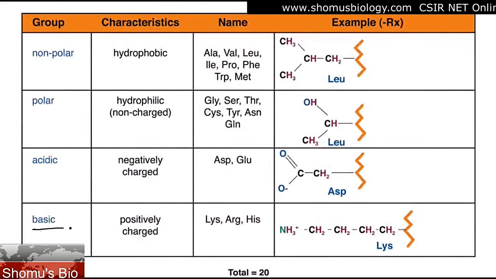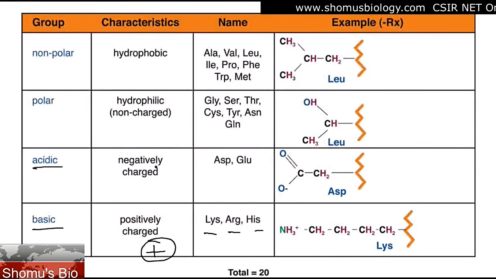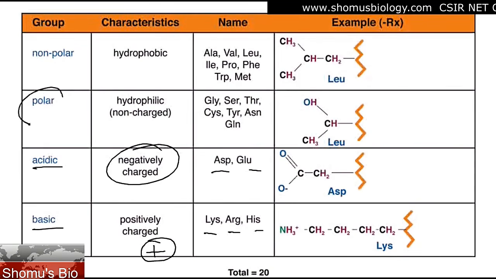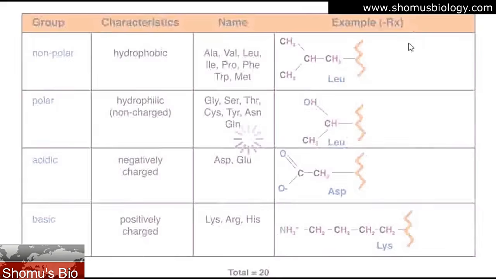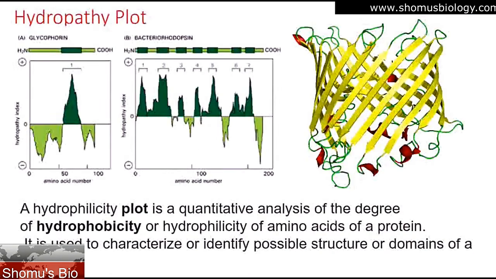Basic amino acids means positively charged: lysine, arginine, histidine. Acidic amino acids, negatively charged: aspartic acid, glutamic acid. Polar amino acids means hydrophilic: glycine, serine, threonine. Non-polar, hydrophobic: alanine, valine, leucine, isoleucine, all this. So not only do you need to remember their properties, you need to know their 3-letter codes as well as their single letter code. It is very, very important to know their 3-letter as well as single letter code, because they will ask you multiple questions from there, and they ask many questions from this protein structural chemistry.